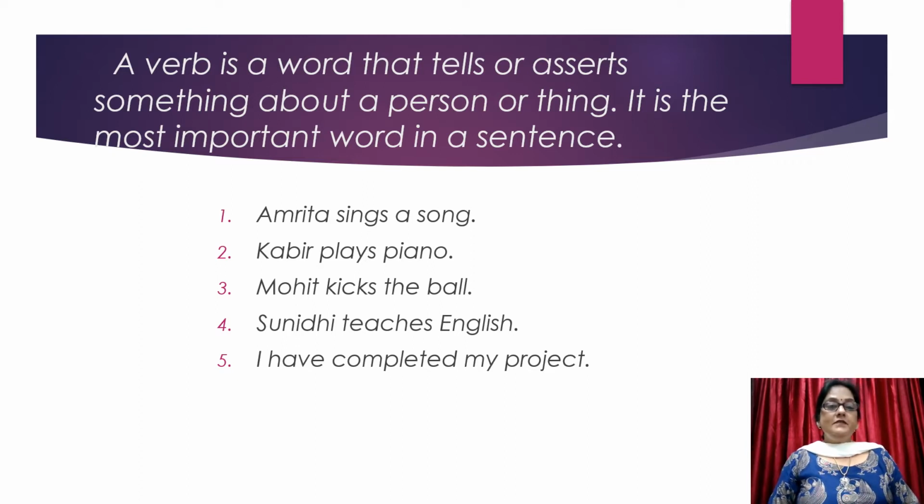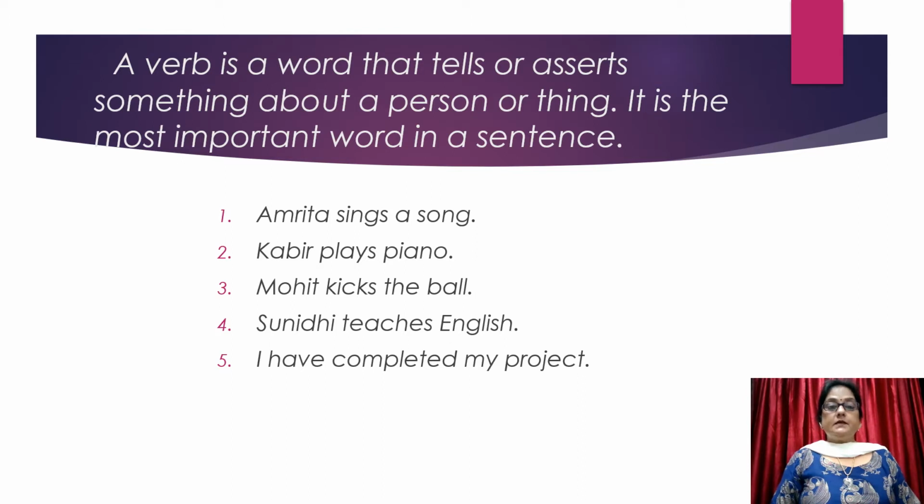So, a verb is a word that tells or asserts something about a person or thing. Means, it tells something about a person or a thing. It is the most important word in a sentence. Very important word in a sentence. Let's understand what is a verb with the help of these examples.